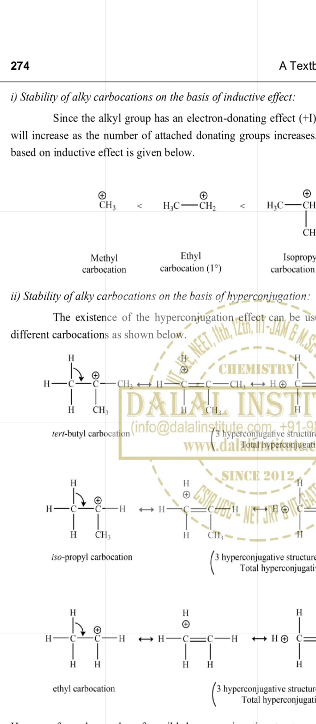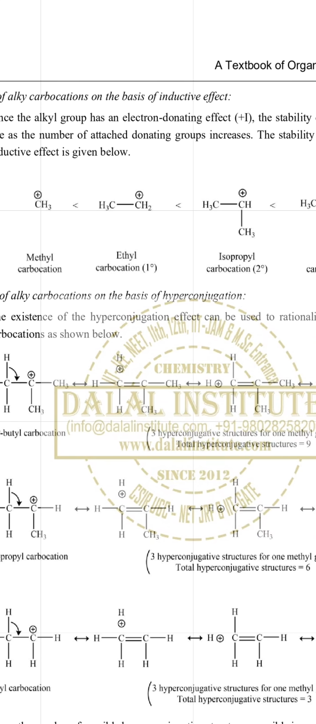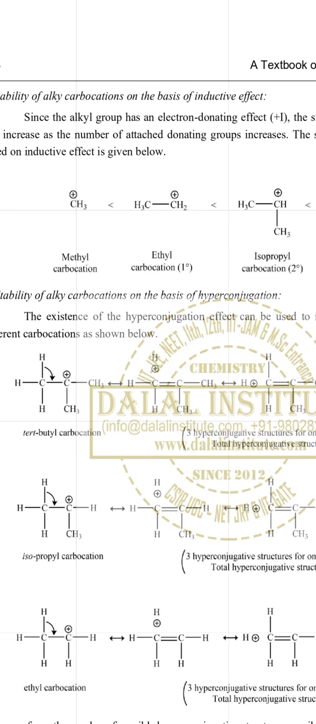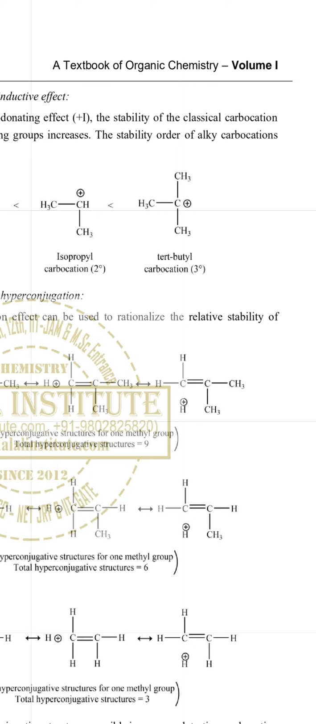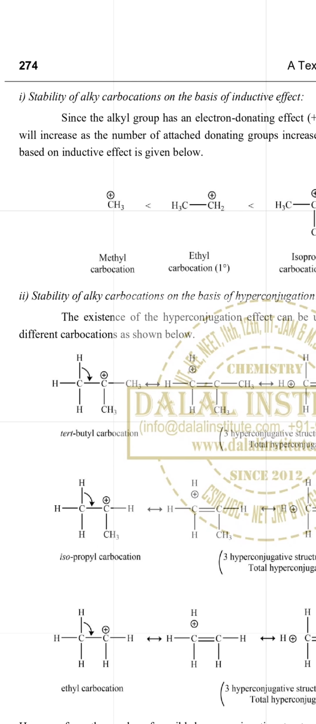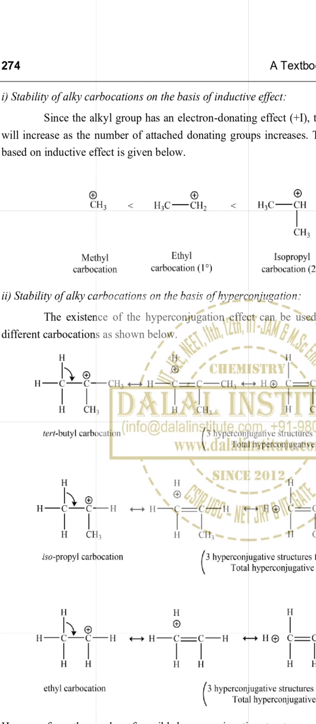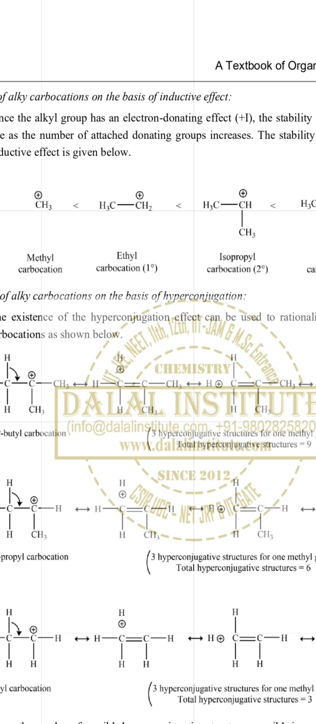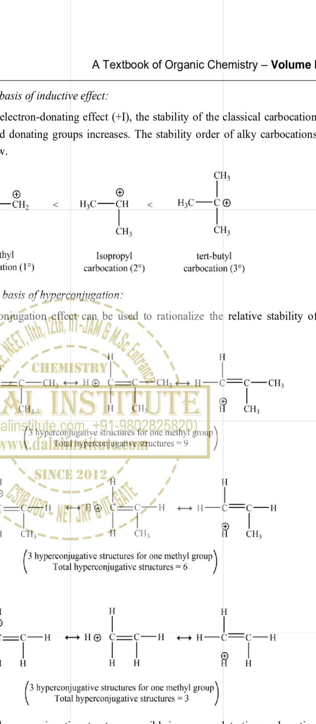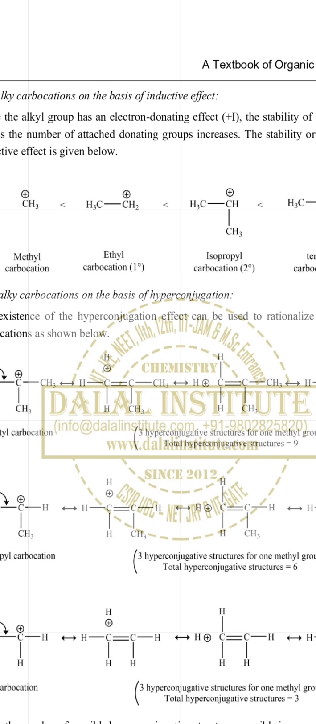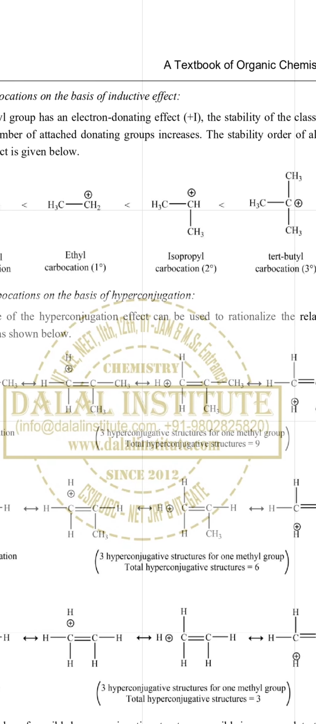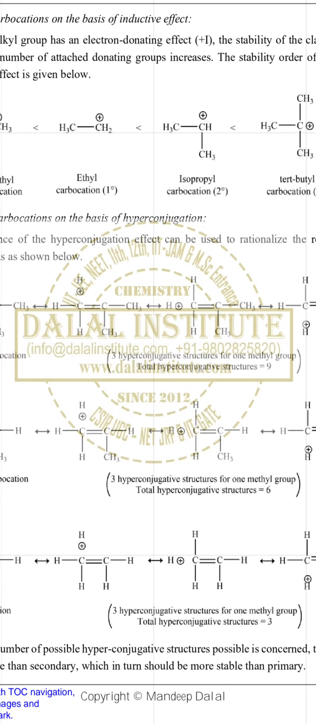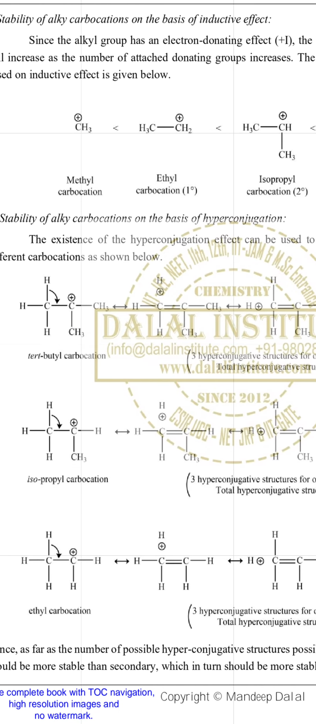Now stability of alkyl carbocation on the basis of hyperconjugation. So hyperconjugation effect can be used to rationalize the relative stability of different carbocation. You can see the tert-butyl carbocation hyperconjugation. So 3 hyperconjugation structures for each methyl group, total hyperconjugation 9. In case of this, total hyperconjugation 6. In case of this, total hyperconjugation 3.